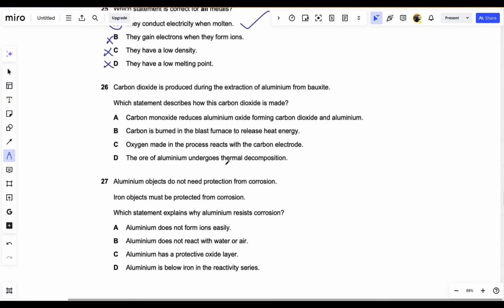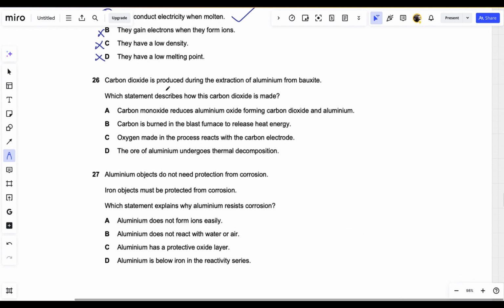We go to question 26. Carbon dioxide is also produced during the extraction of aluminium from bauxite. You know, aluminium is extracted from bauxite. Which statement describes how the carbon dioxide is produced?